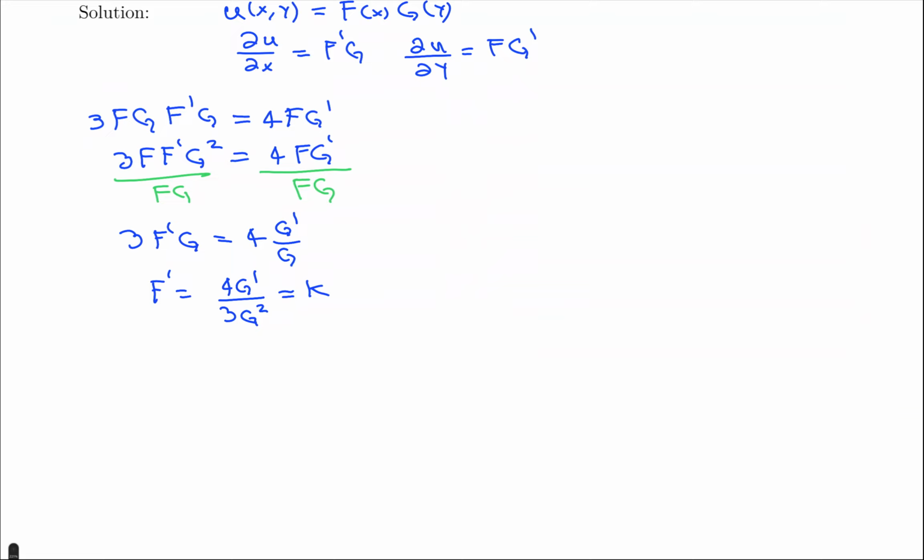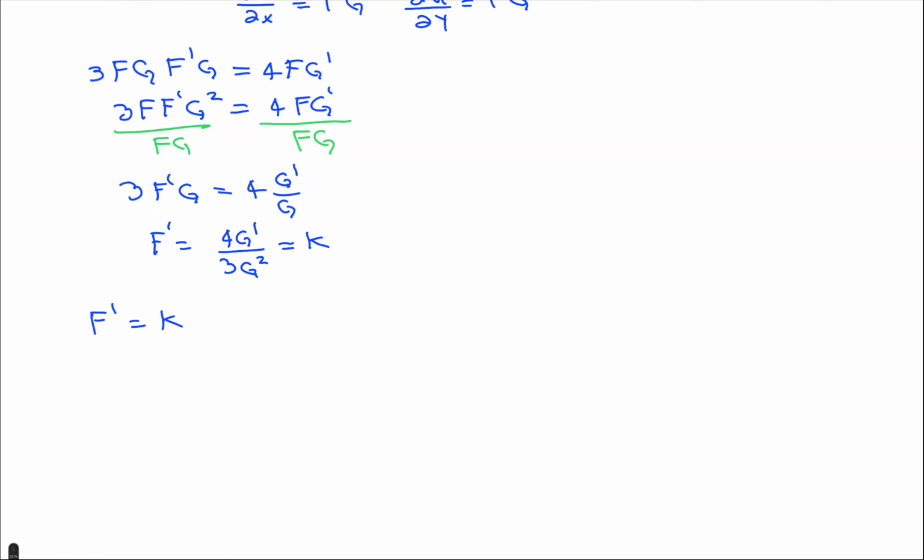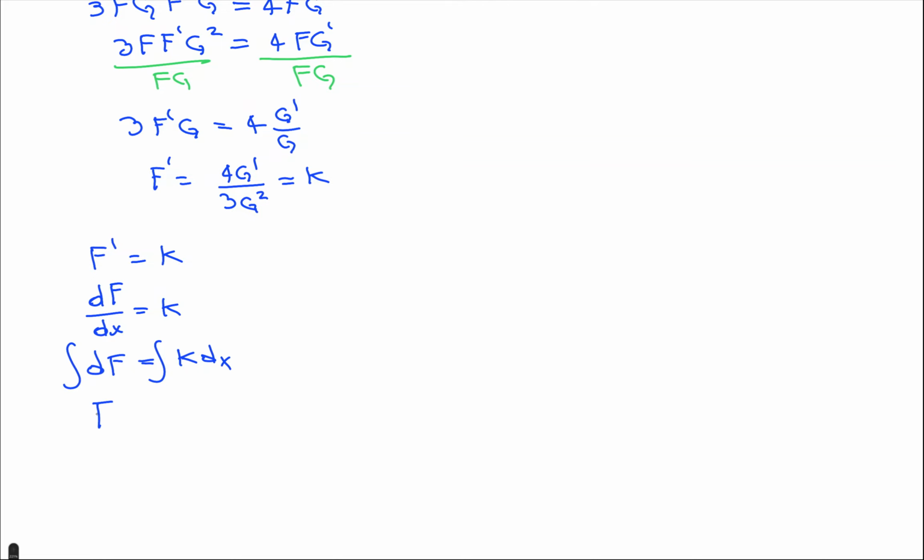All right, so f prime equals k. That's to get the solution for the f equation, and see how simple this equation is. So simply change the f prime to df dx, which equals k. So df equals k dx, and at this point, let's integrate both sides. Integrating, we get the integral of df, that equals f, and the integral of k is kx, plus some constant of integration. Okay, so that is the solution for the function f.